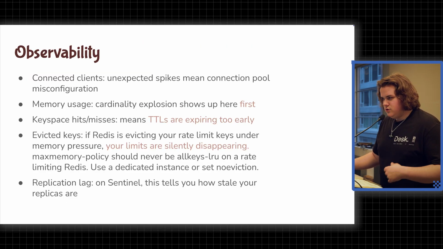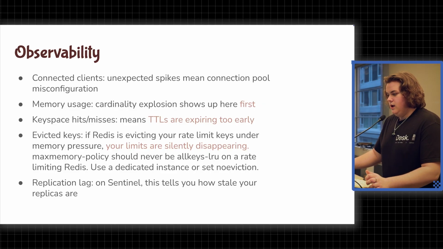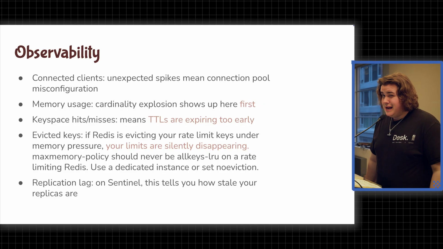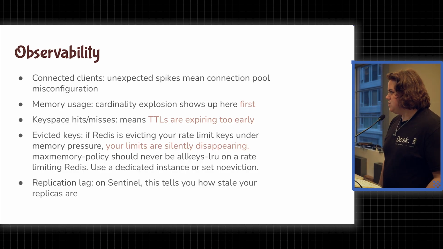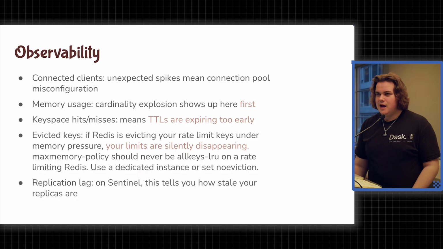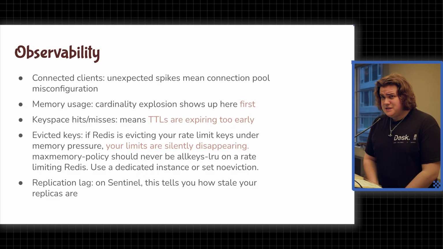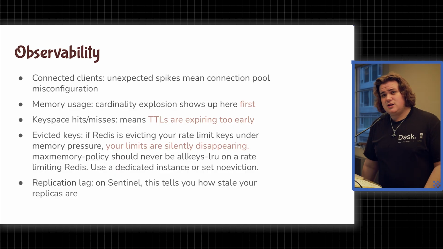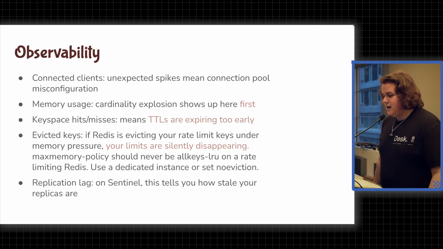It's also important to be able to observe your rate limiter. So, if your memory usage shoots up because your cardinality is too specific, like we discussed earlier, this is an important thing to note, and it's important that you're able to observe that before your Redis just goes down. If you're hitting key space misses a lot, that could mean that your TTL is a little bit too short, forgive me, and you might want to increase that.